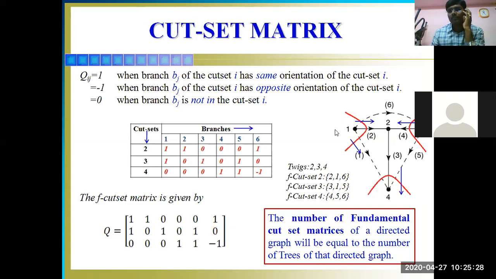Without that, we are simply removing one twig at a time, so that you may get 3 more rows. Three more rows if you remove one twig at a time. Not twig, one link at a time: 1, 5, 6. But that is not in our syllabus. It's not required for us.